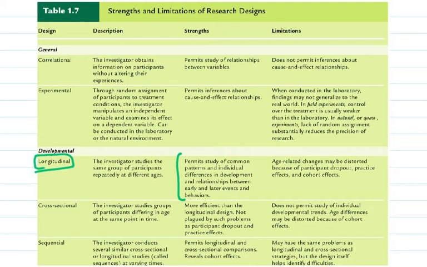Again, when we have a limitation of longitudinal research, we say age-related changes may be distorted because of participant dropout. This is what we talked about, that people might leave the research. Practice effects and cohort effects. Now, what are practice effects?